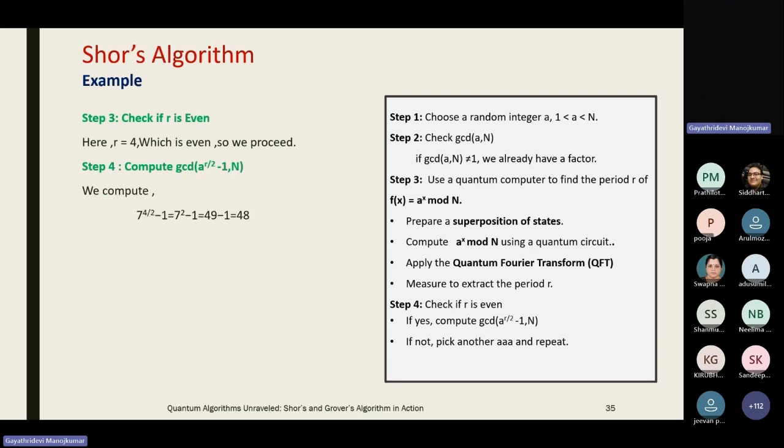So the GCD we are just computing. Now we are getting 48. Now again 48 by 15, I'm just getting 3. Similarly, as I computed for minus, I need to compute for plus also.